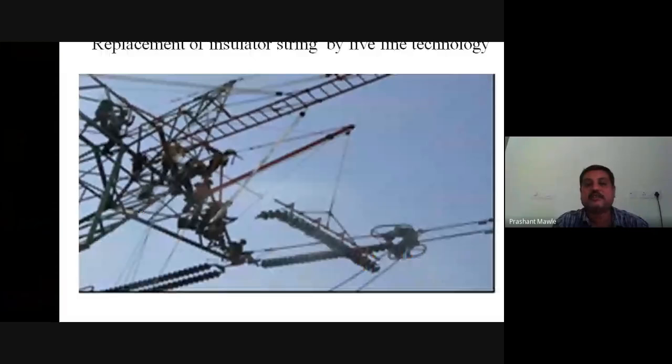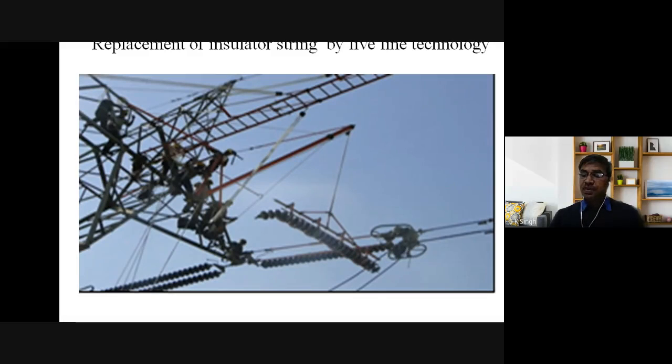So here persons are removing the damaged insulator string, shown in this picture, that is replacement of insulator string by live line technology.